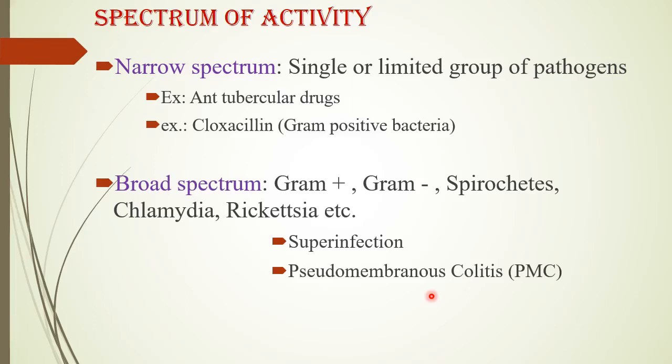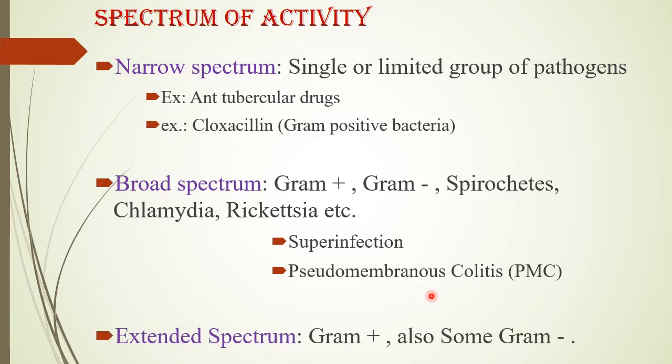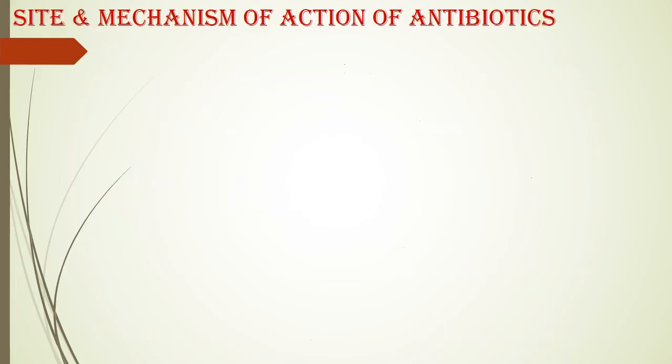right? Okay. Last one, we have this extended spectrum. This extended spectrum is mainly acting against the gram-positive bacteria, but also in some extent it can work in gram-negative bacteria also, in some extent. Okay? So three spectrum we have: narrow spectrum, broad spectrum, as well as extended spectrum. Take your pen and paper, please note down everything.